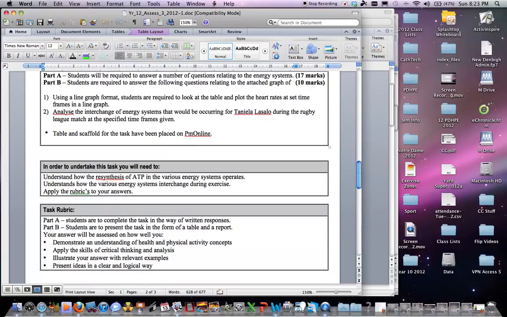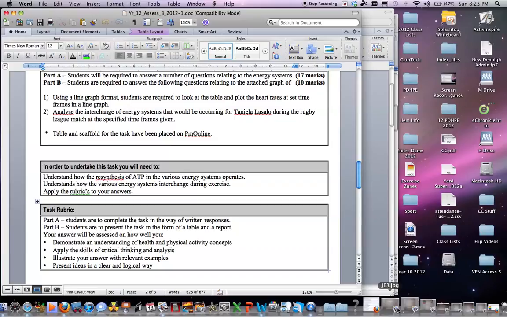The correct terms, some terms that we would hope that we would be using would be things like interchange or interplay between the energy systems. I would hope that we would be talking about ATP. Hopefully we would be able to talk about intensity levels, submaximal, maximal intensities. Maybe some terms like resynthesis would be some of the things that would be discussed in the analysis of the heart rates that were presented.